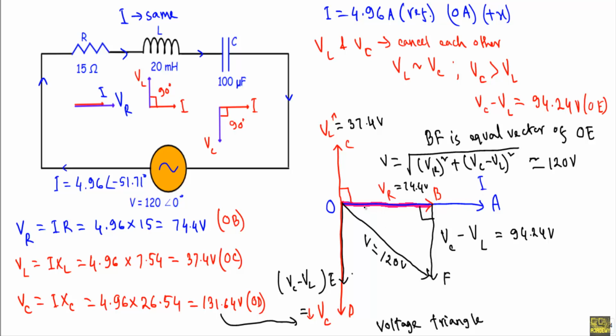Now see, from this voltage triangle you will see, as this is the total voltage V, this I is the total current in the circuit. The phase difference between voltage and current will be exactly equal to 51.71 degree. From this phasor diagram or voltage triangle, we can also say that here current I leads V by an angle of 51.71 degree.